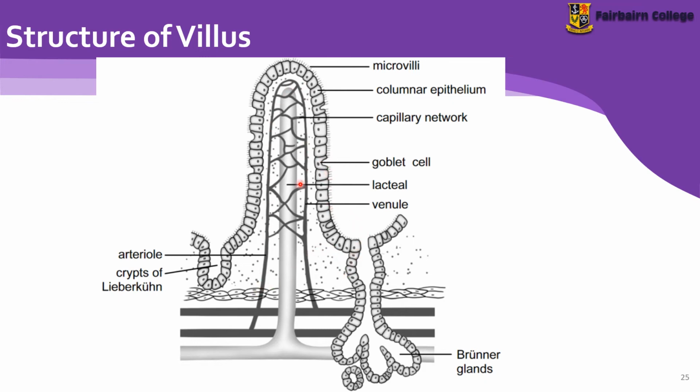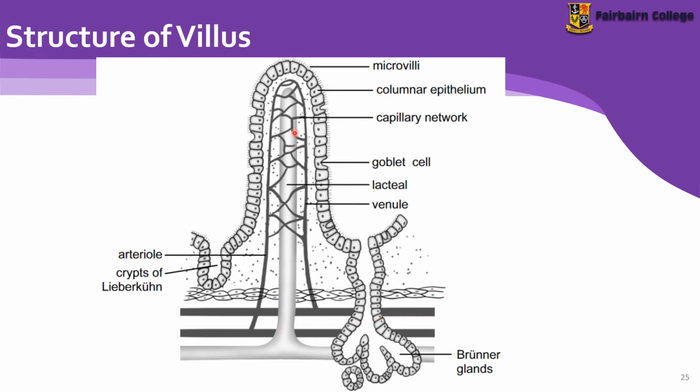Then we'll see that there's a rich blood supply that supplies the villus. An arteriole brings blood to the villus, and it then divides off into many capillaries, forming a capillary network, which then join up again to form a venule, which will take blood away from the villus. This means nutrients that dissolve in the mucus can then diffuse into the villus and into the blood vessels, which will then be taken away by the venule and into the bloodstream.